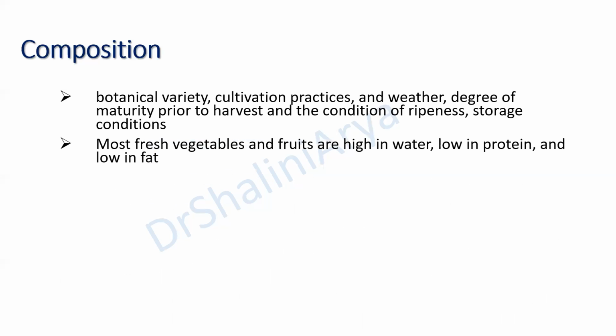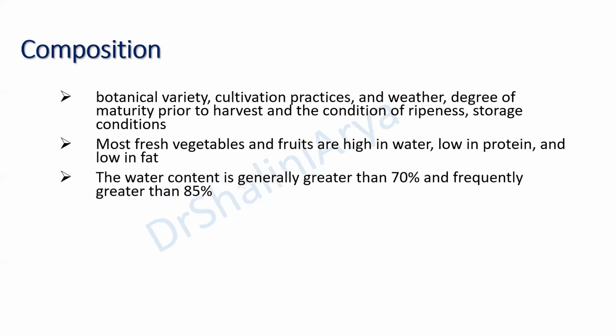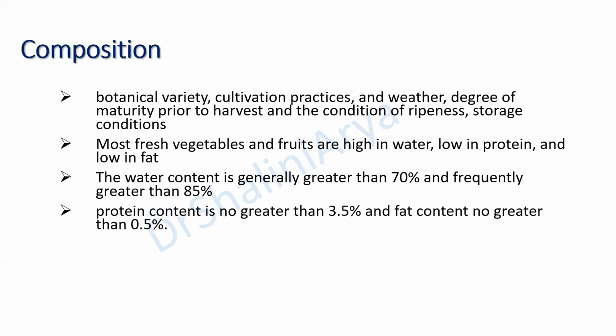Most fresh vegetables and fruits are very high in water. We all know that vegetables and fruits contain a lot of water, almost 90%. At the same time, they are very low in protein and low in fat. The water content is generally greater than 70%, and in most vegetables and fruits it is frequently greater than 80%. Whereas the protein content is never greater than 3.5%, and fat content is never greater than 0.5%.